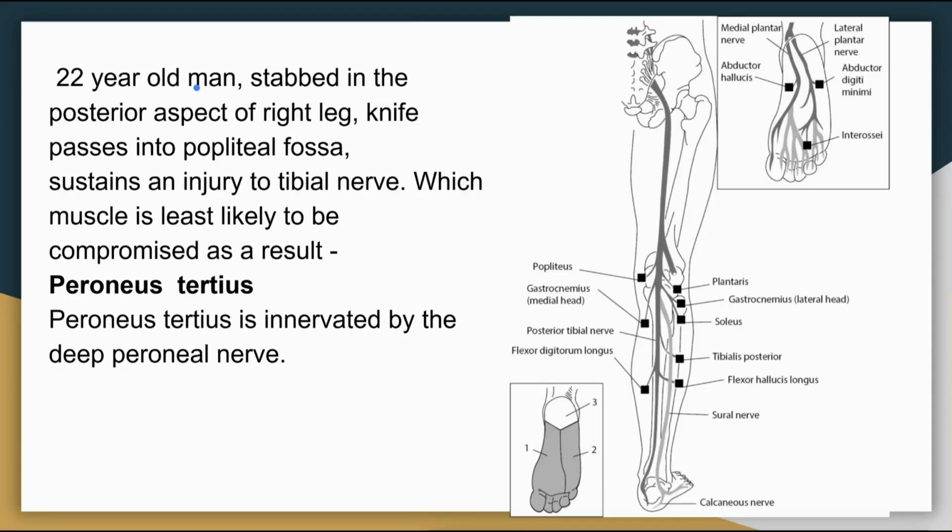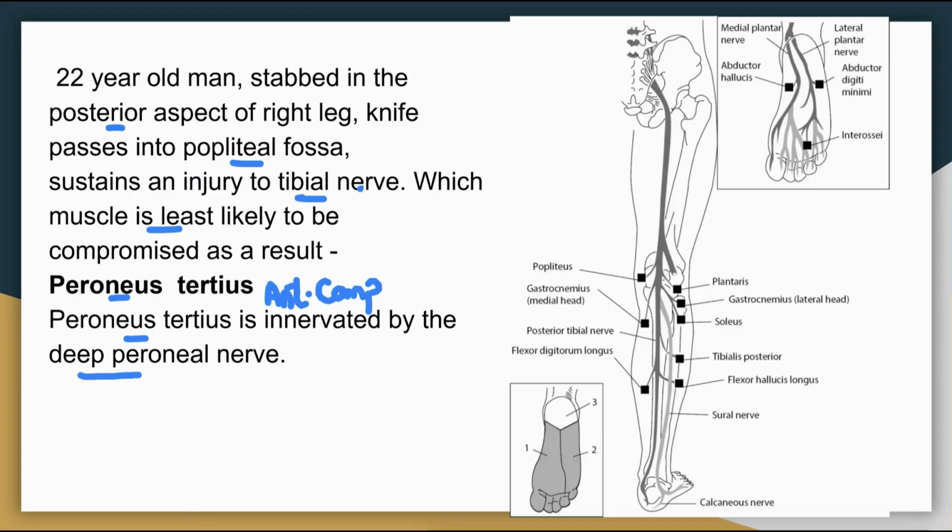A 23-year-old man got stabbed in the posterior aspect of the right leg. The knife passes into the popliteal fossa and he sustains injury to the tibial nerve. Which muscle is least likely to be compromised? That is going to be the peroneus tertius. We have discussed previously, peroneus tertius is one of the muscles of the anterior compartment of the leg, and the anterior compartment is supplied by the deep peroneal nerve, which is a branch of the common peroneal nerve.